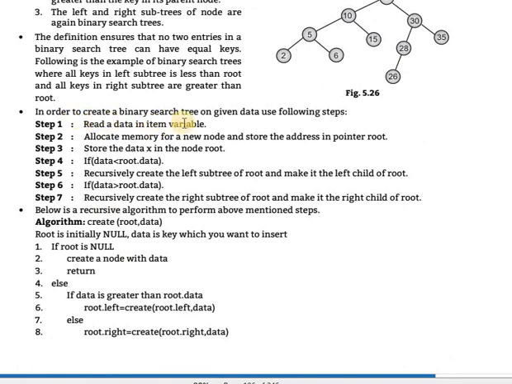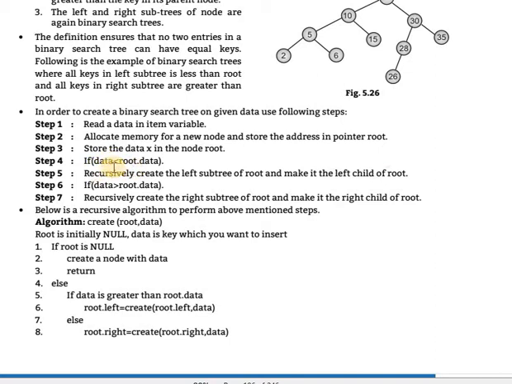In order to create the binary search tree on given data, use the following steps. First step, read the data in an item variable. After that, allocate the memory for a new node and store the address in the pointer root. Store the data x in the node root. Next, check if data is less than root data. Fifth step, recursively create the left subtree of the root and make it the left child of root.